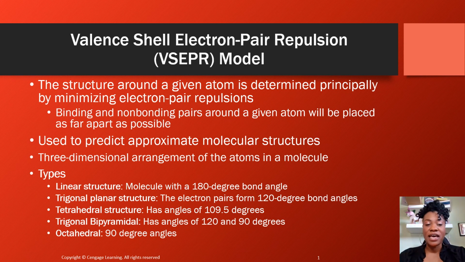The different types that we'll be discussing today, which are the most common types, are the linear structure, trigonal planar, tetrahedral, trigonal bipyramidal, and octahedral. They all have different bond angles, and they all have different steric numbers as well. And that's just how the electrons are arranged around the central atom.